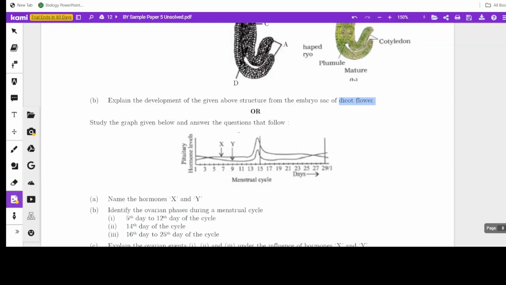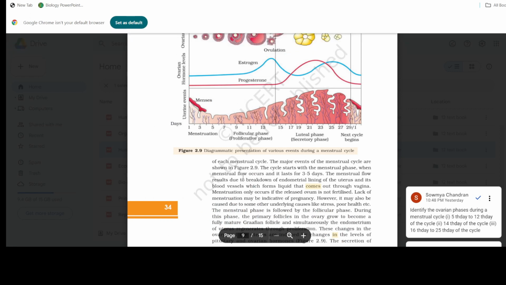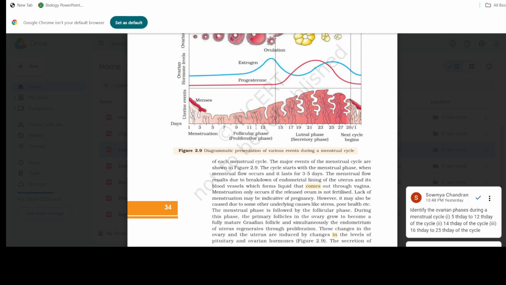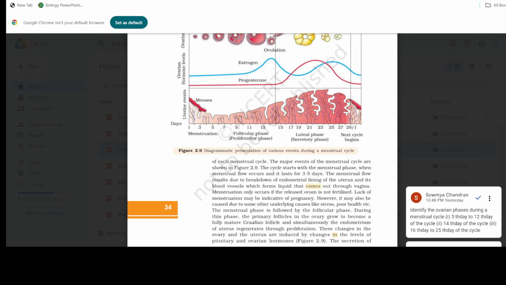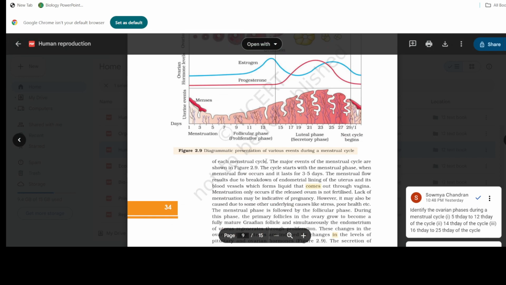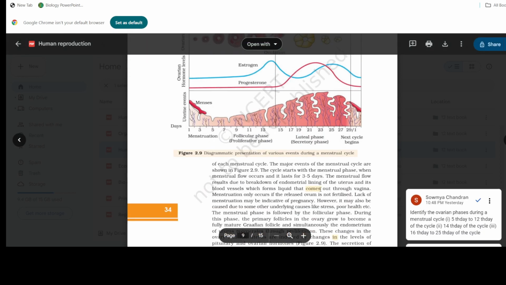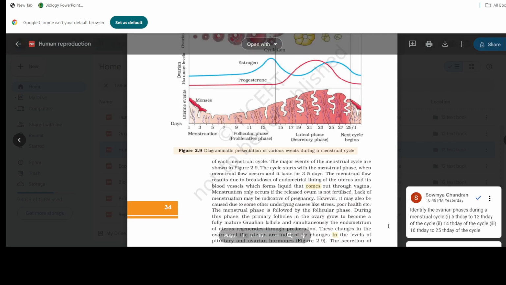Identify, I think that's the next question. Yes. Identify the ovarian phases during a menstrual cycle. As per the figure, from the 5th day to the 12th day, that's what they've asked for. It's the follicular phase, that is the proliferative phase. You can see that the follicle is formed. And the 14th day is actually the ovulation. Ovum is released. Then the 16th to 25th day is the luteal phase or the secretory phase. So this is how you have to answer this question.